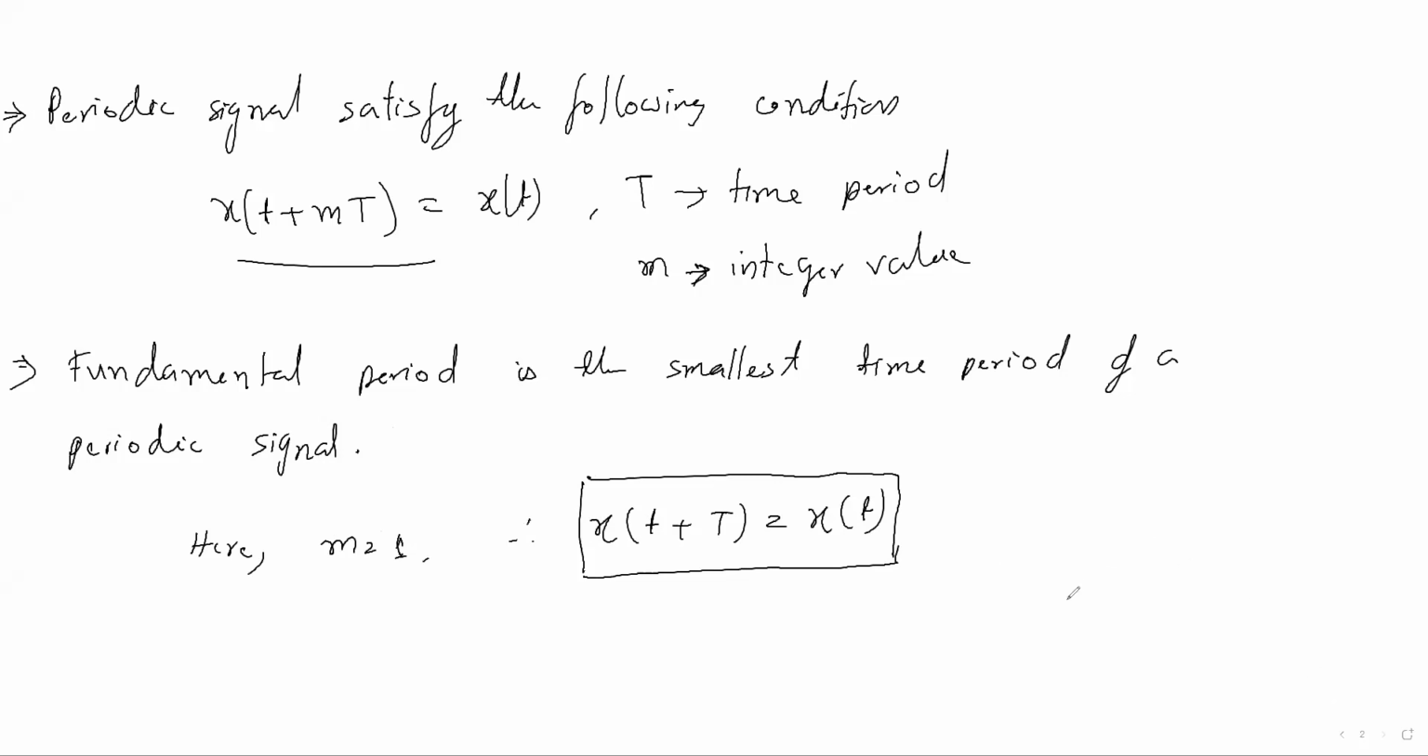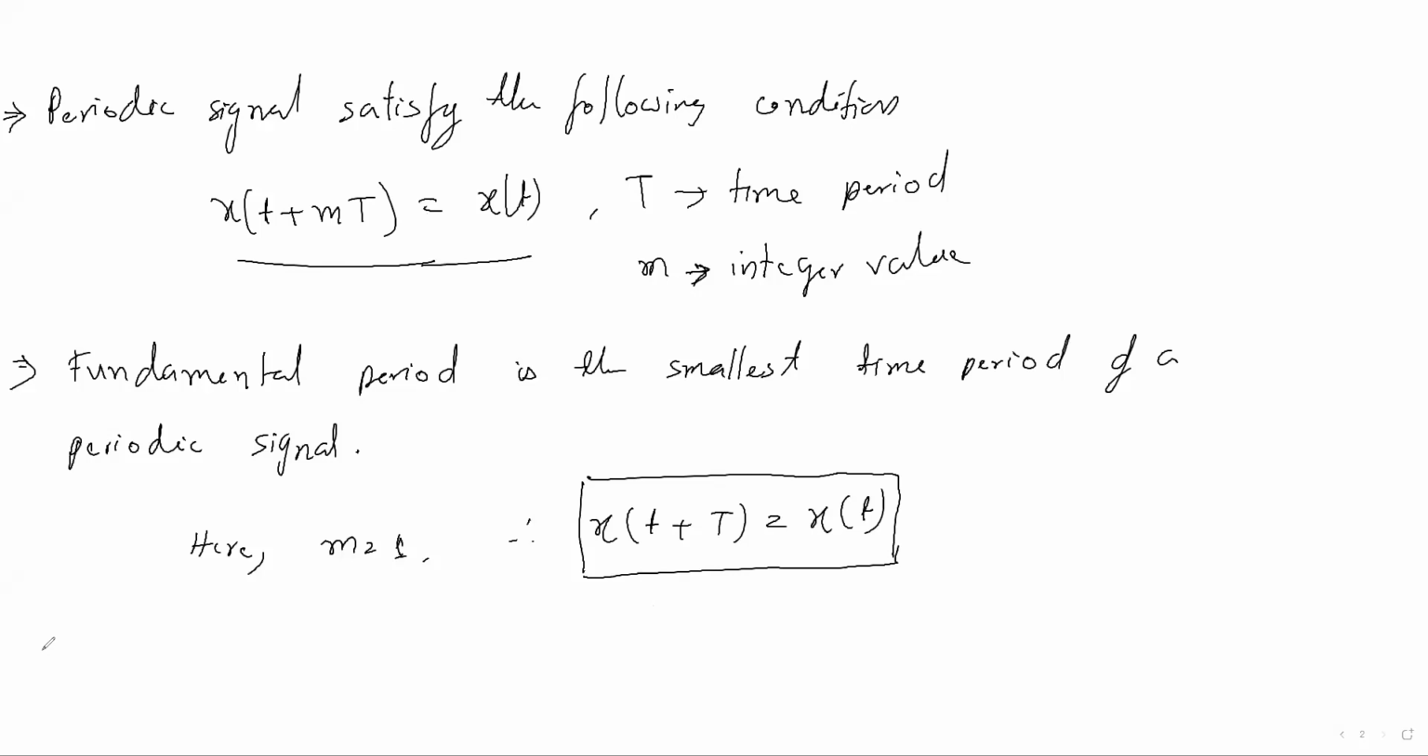So I have just given the definition of periodic signal. What is called periodic signal? It is the repetition of the signal, or you can say a signal which repeats itself after a specific interval of time. That is called periodic signal. Okay. The condition of the periodic signal is x of t plus m T should be equal to x of t. And the fundamental period is the smallest time period of a signal. Okay.